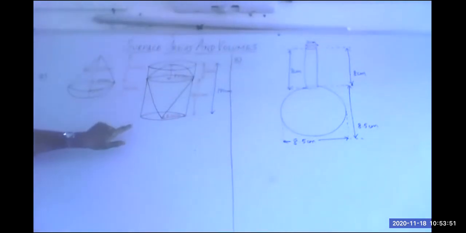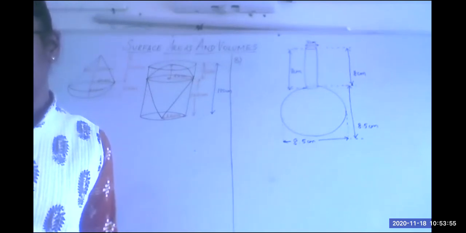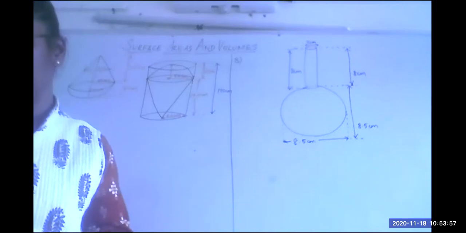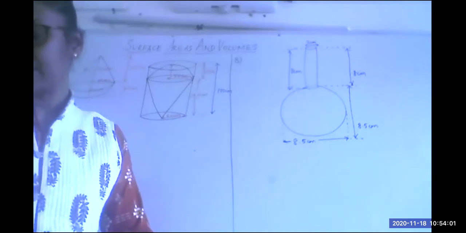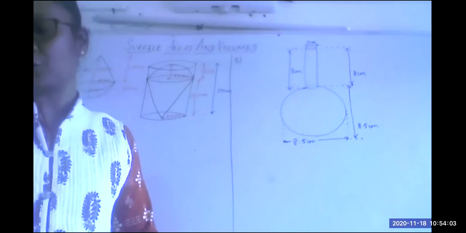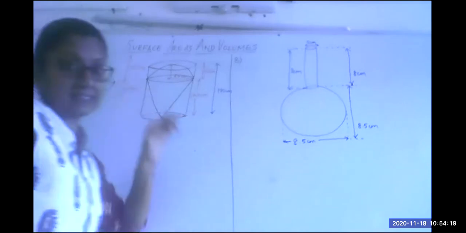So let me go through the problem. The figure is drawn already to save time. A solid consisting of a right circular cone of height 120 centimeters and radius 60 centimeters standing on a hemisphere of radius 60 centimeters. So there is a cone standing on a hemisphere. The height and the radius of the cone is given as 120 and 60 centimeters, and the radius of the hemisphere on which the cone stands is the same as the cone.